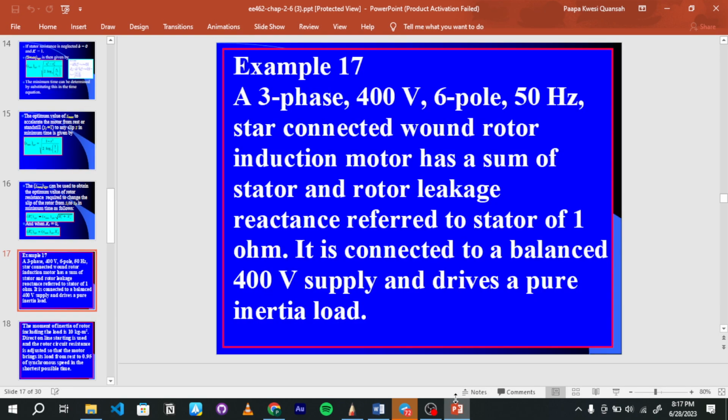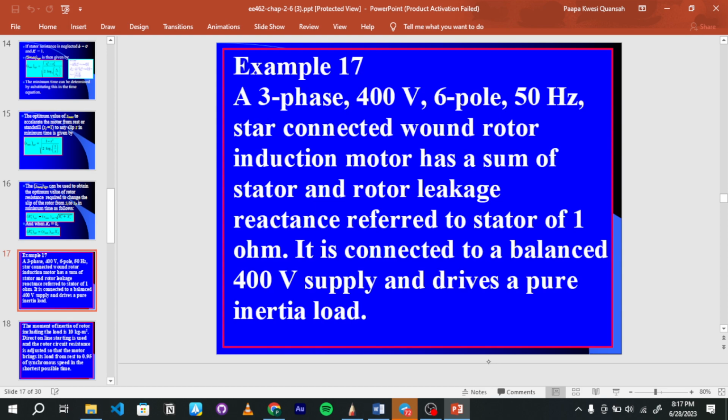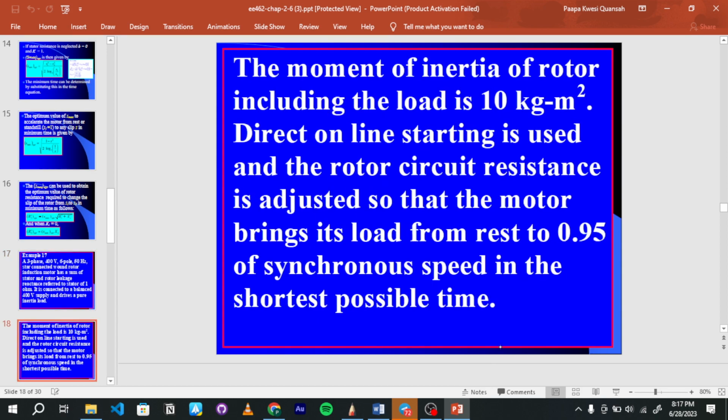Now, I've also been told that it is connected to a balanced 400 volt supply and drives a pure inertia load. So voltage is 400 volts. The moment of inertia of the rotor, including the load, is 10 kilogram meter squared. So J is 10 kilogram meter squared.